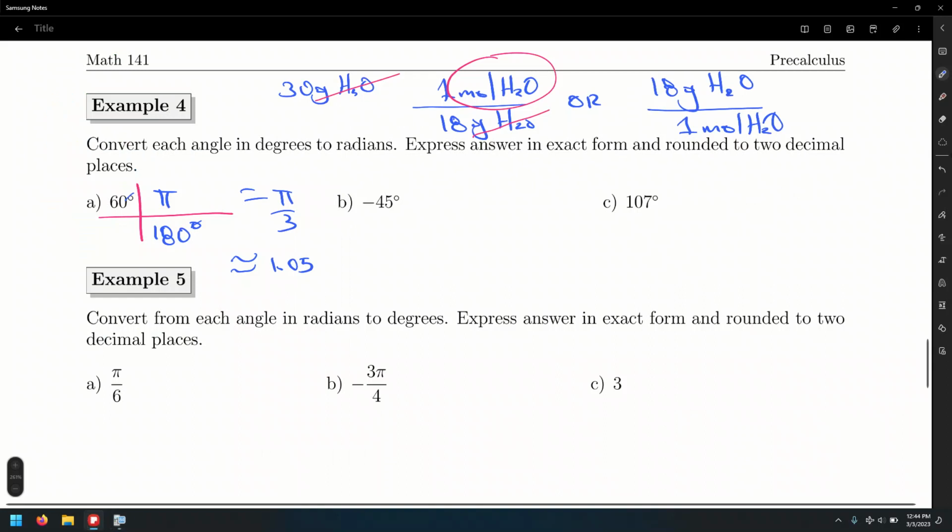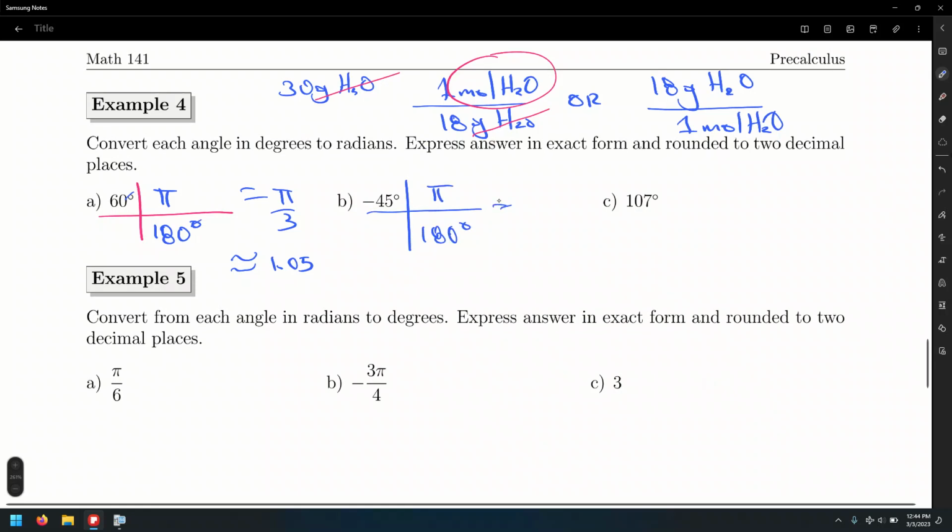Let's do the next one. Negative 45 degrees, so same. Divide by 180 degrees, multiply by pi, cancel the degree symbol, 45 over 180, I believe that's going to be pi over 4, which using our graphing calculator, that's going to give us, what's that? We're almost done. Negative pi over 4. Don't forget to keep carrying that negative sign. That's negative 0.79.